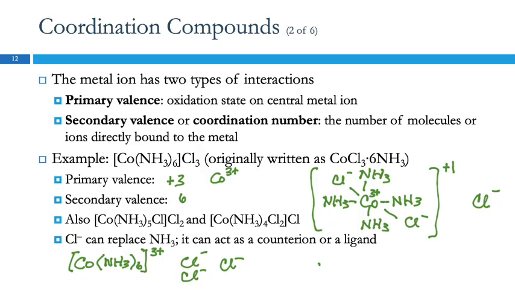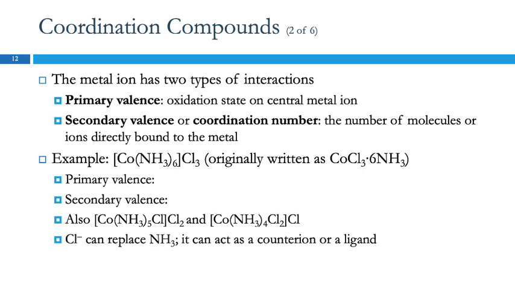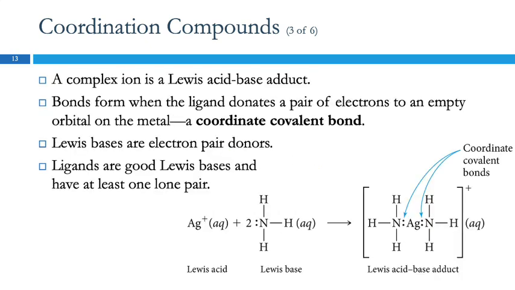So complex ion has kind of got multiple meanings. These are complex. They're kind of complicated. A complex ion is a Lewis acid-base adduct. We talked about Lewis bases and acids back in, I think, chapter 17. So, let's talk about Lewis bases. Lewis bases are electron pair donors.